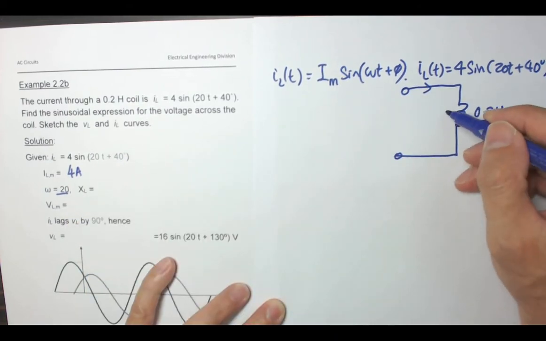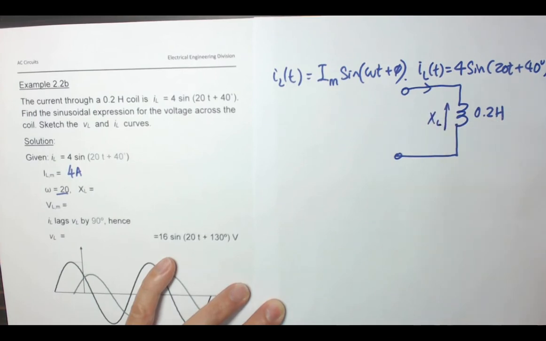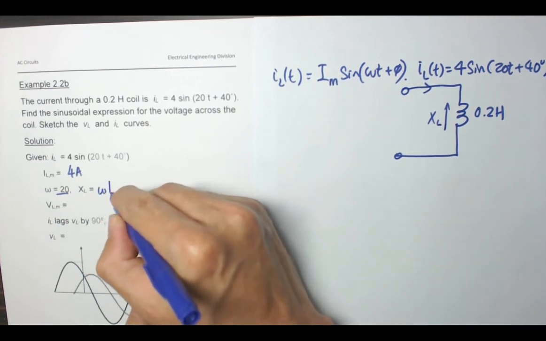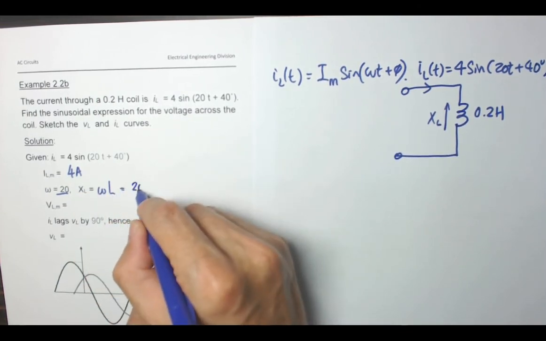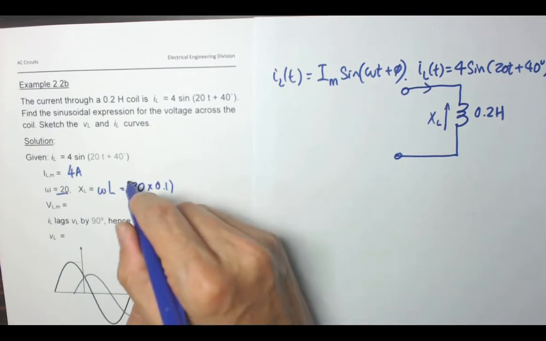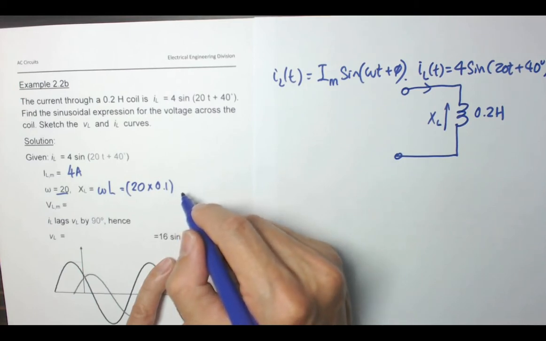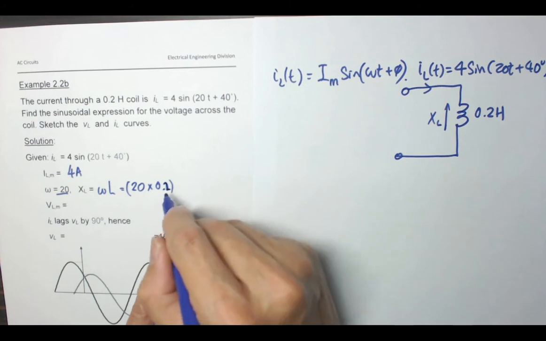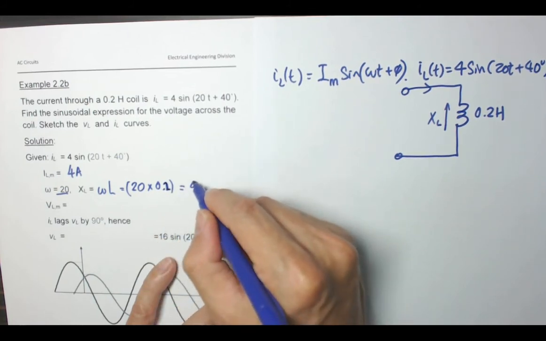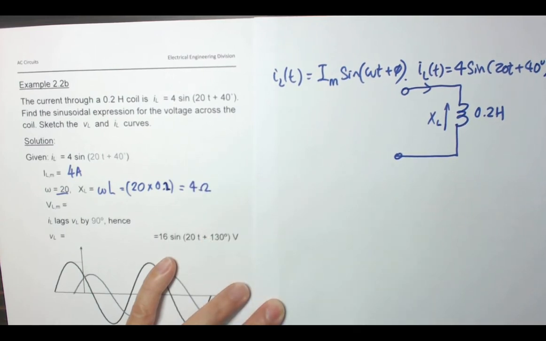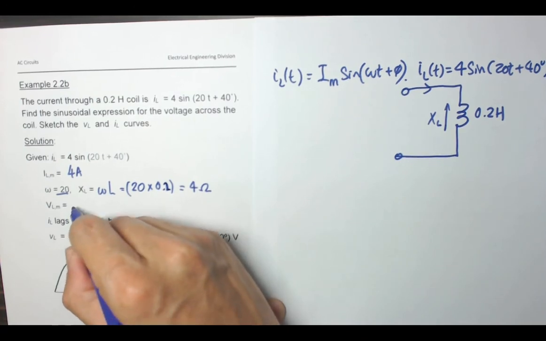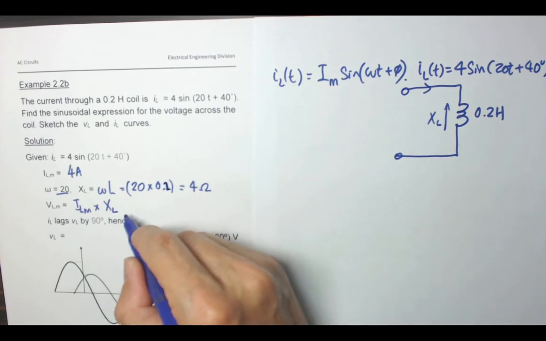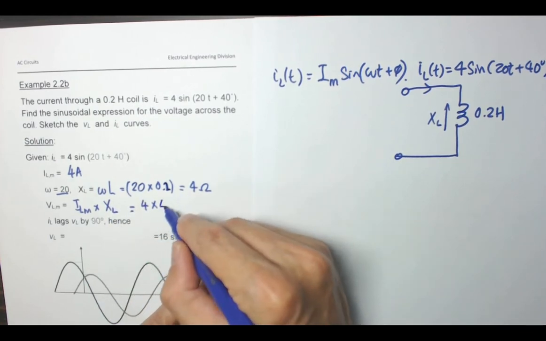So the inductive reactance XL is dependent on the frequency, which is omega L. So I can calculate XL based on omega L. That's 20 radian per second multiplied by 0.2 Henry. I apologize, 0.2 Henry. That gives me 4 ohms. Now VL maximum can be calculated by using Ohm's law: IL maximum multiplied by the reactance XL. So that equals 4 times 4, which is 16 volt.